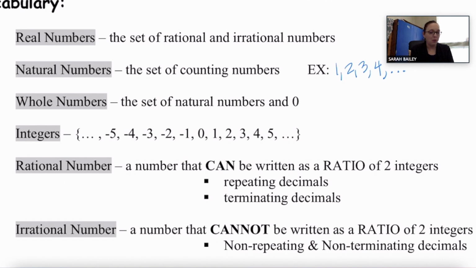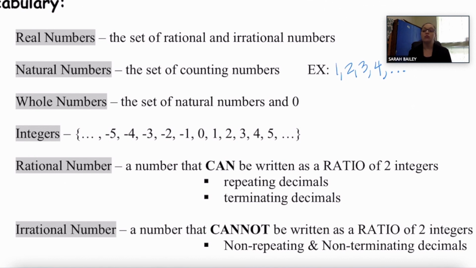Now, here's the next part. Integers, it gets a little bit confusing. An integer is just the set of whole numbers and their opposites. Just because a number has a negative in front of it doesn't make it an integer. So negative 4.8, not an integer. An integer doesn't have that decimal portion attached to it. Now, the counting numbers we just discussed, they are integers also.